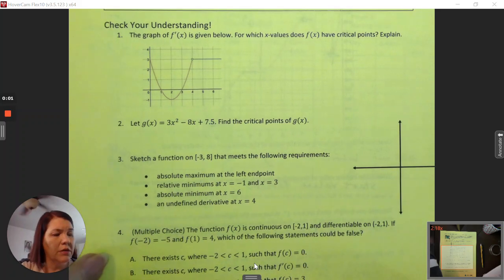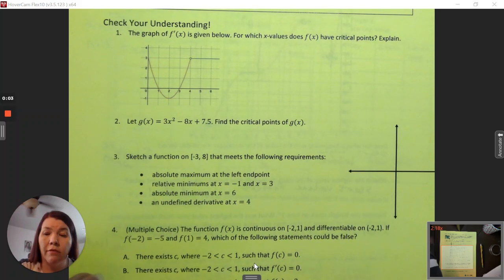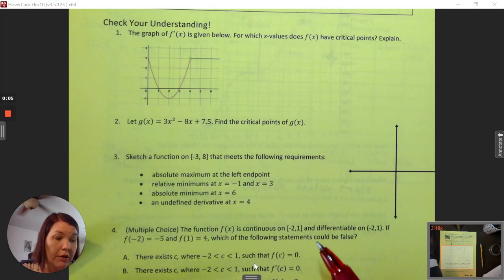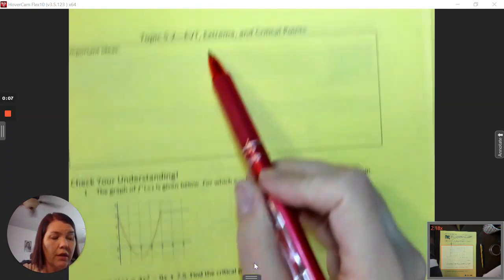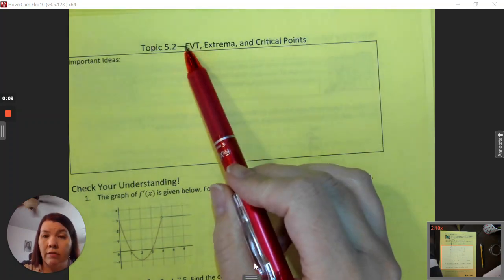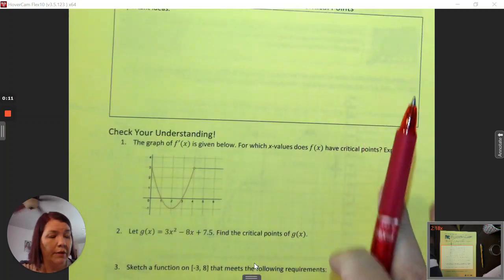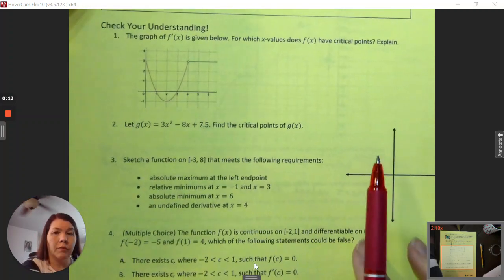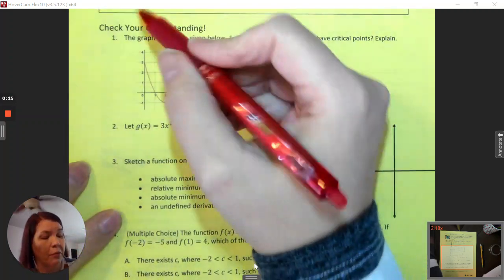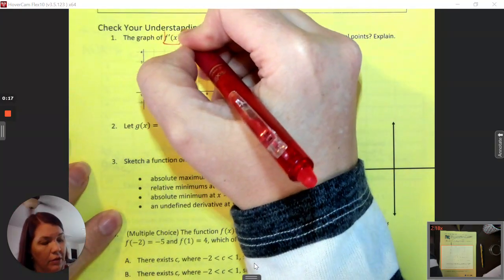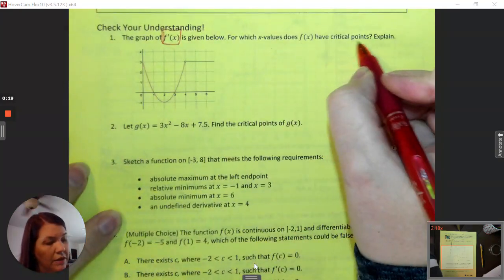Okay, so now we're going to go into the check your understanding for topic 5.2, which is the EVT, the extreme value theorem, the extrema, and critical points. So first thing we're going to do is the graph of f prime of x is given below. For which values does f have critical points?